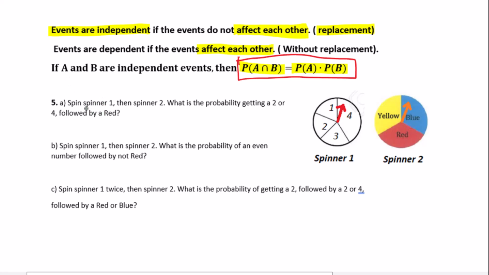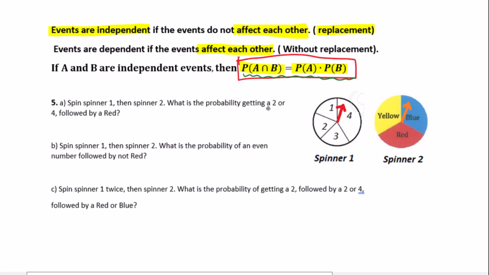For 5A, spinner 1, then spinner 2. What's the probability of getting a 2 or 4 followed by a red? We know spinner 1 and spinner 2, they are not affecting each other. So they are independent events. In other words, we can use this formula to figure out this probability.